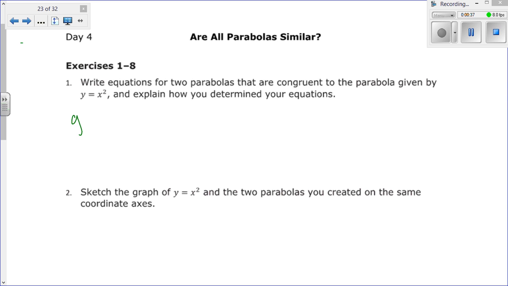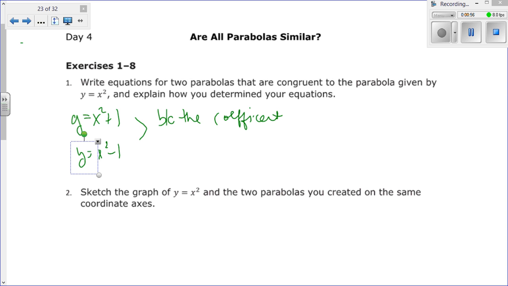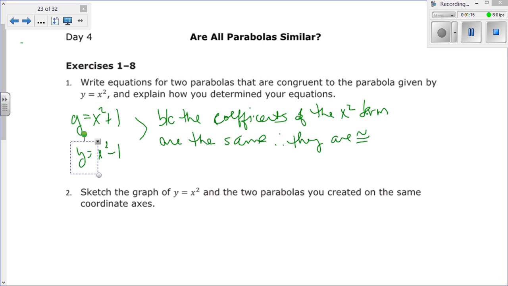So I can say y equals x squared plus 1 and y equals x squared minus 1. And I know that they are congruent because the coefficients of the x squared term are the same. Therefore, they are congruent.